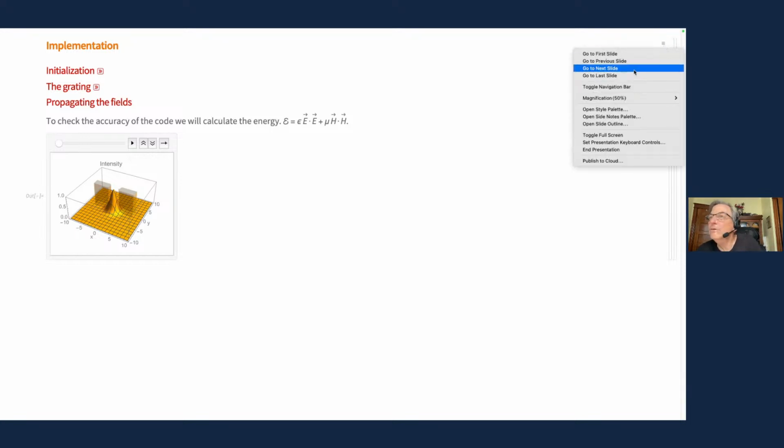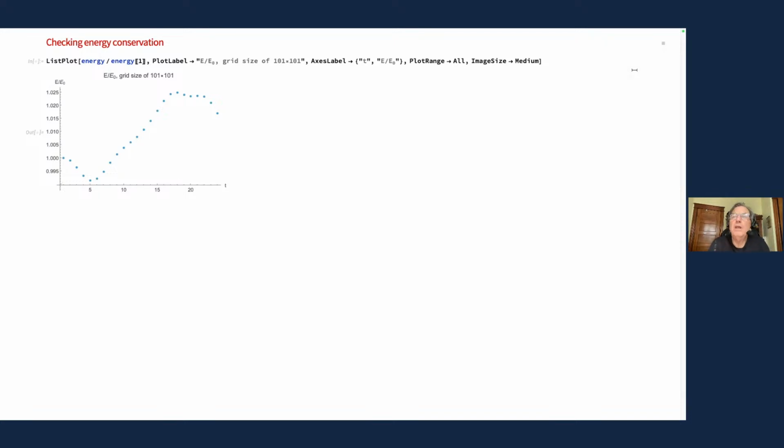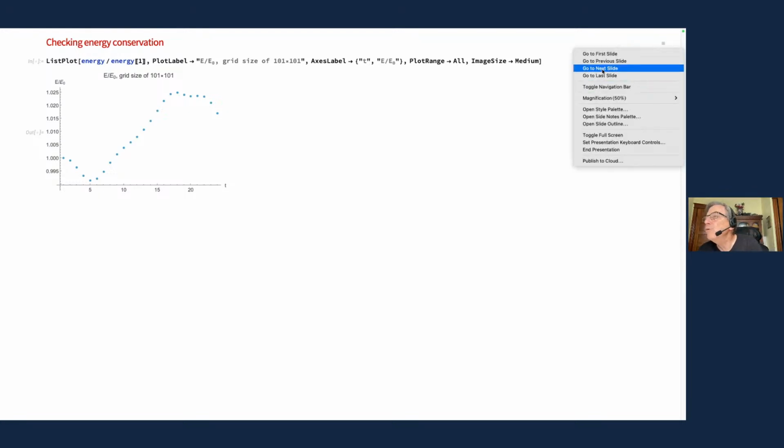So let me go to the next slide. Okay, so here I've plotted for you the energy divided by the initial energy. So in a perfect calculation, this would be a straight line across here at 1. Okay, I've done this on a fairly small grid, 401 by 401. You'll see you do pretty well, but your energy conservation varies by about 2.5%. You're worse when the wave is partially in the dielectric and partially not. Okay, you can fix that by going to a finer grid, of course.